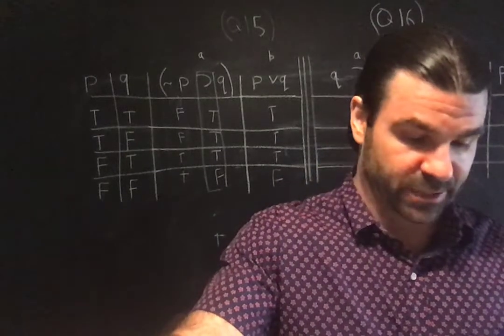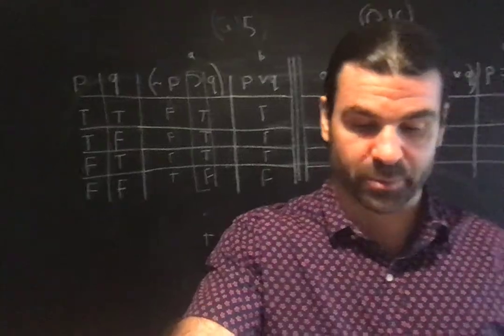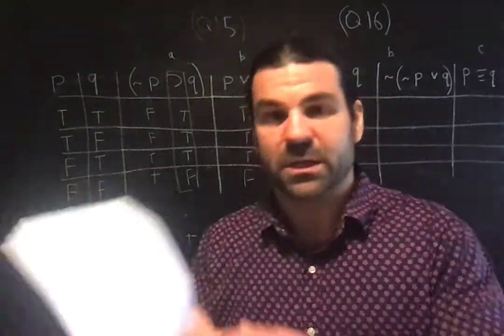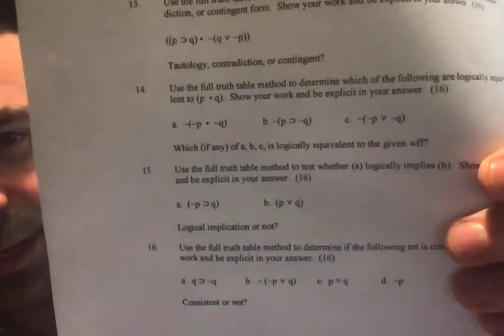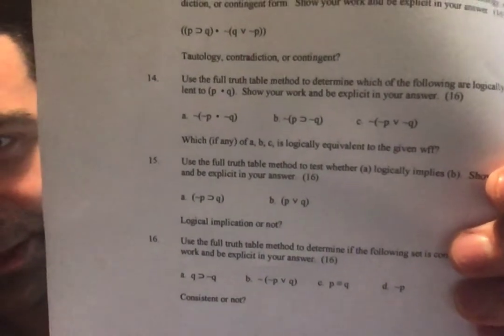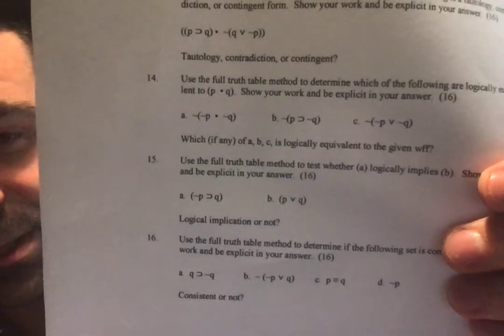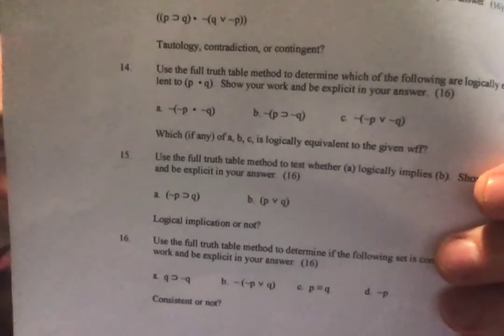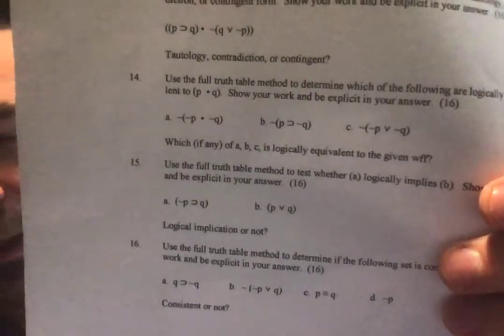Okay, question 16. Use the full truth table method to determine if the following set is consistent. So I've sort of done a shortcut on the board. You should do it differently on your exam. But notice these formulas here, 16. A and D have just one sentential variable, although B and C have two sentential variables, P and Q, right?